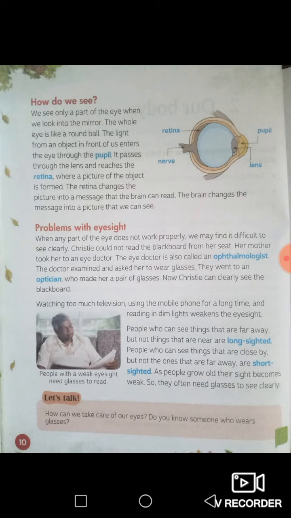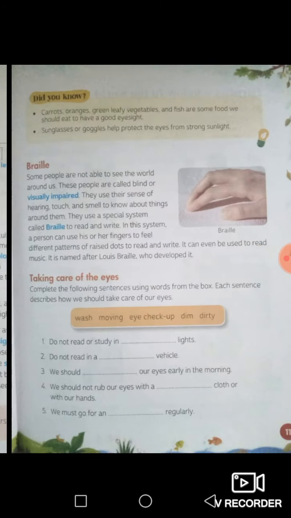So what happens is whenever we see things with our eyes, the light enters first the pupil, and then behind the pupil is the lens. It goes through the lens, and then finally it reaches the retina, right, where the picture of the object is formed. And then the retina changes the picture into a message that the brain can read, right?